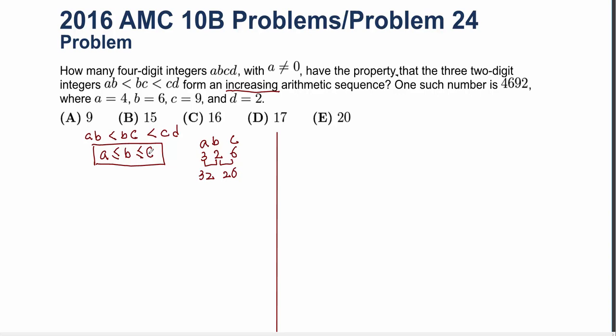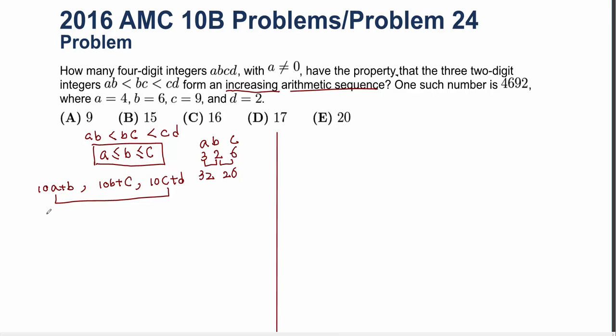Second, we're going to find a relation between A, B, C, and D using the arithmetic sequence. The number AB is written as 10A plus B. That's the first number. The second number is 10B plus C. The third number is 10C plus D. To form an arithmetic sequence, the sum of the first and third numbers should equal twice the second number.